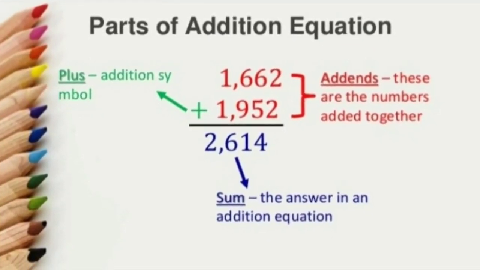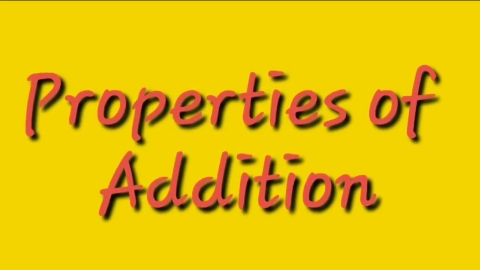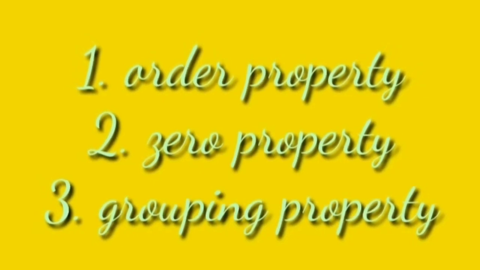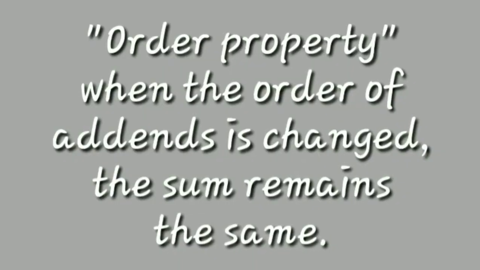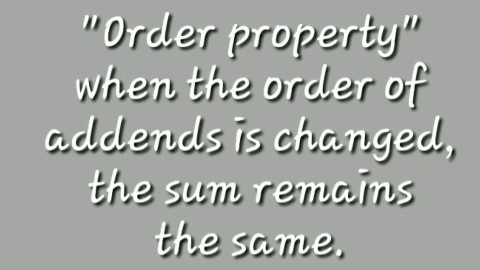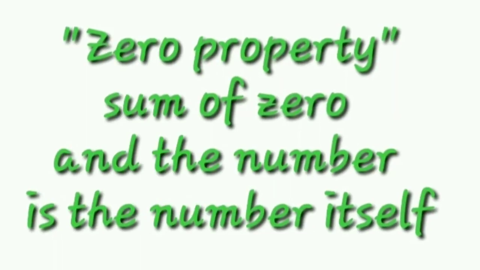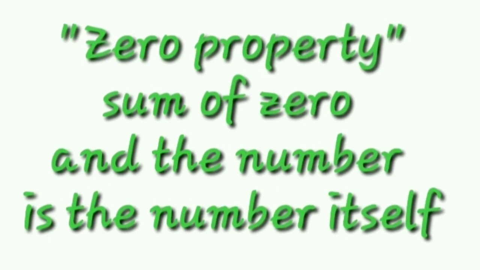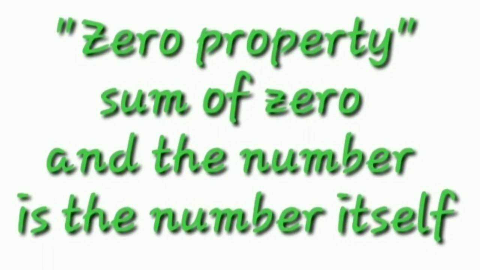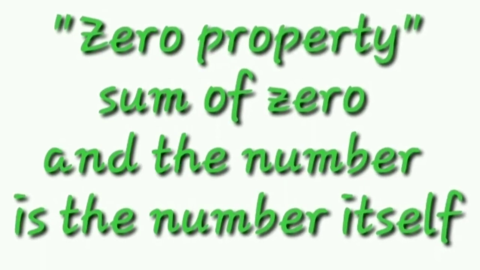After that, we have studied about the properties of addition. There are three properties of addition: order property, zero property and grouping property. Order property states that when the order of the addends is changed, the sum remains the same. Whereas zero property states that the sum of 0 and a number is the number itself. It means when we add 0 to any addend, the answer will be the addend itself.